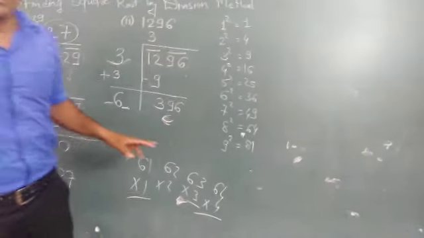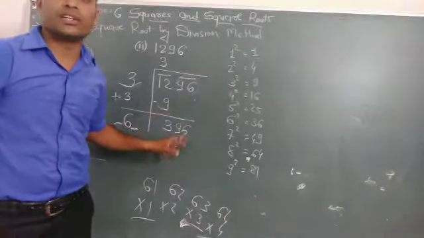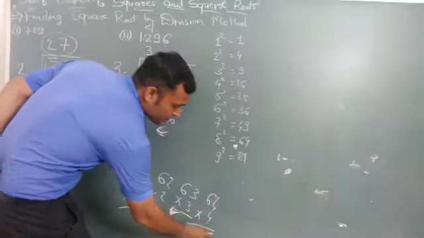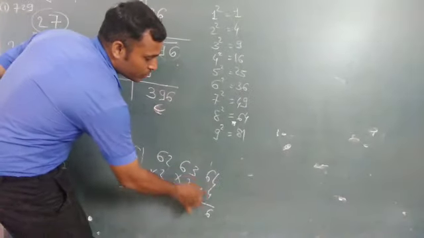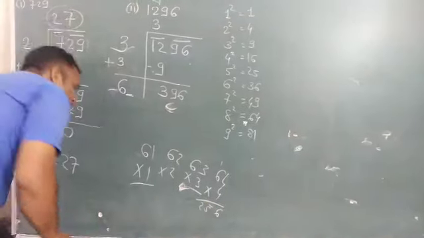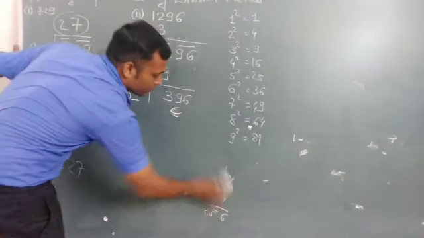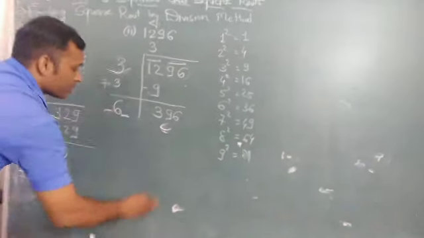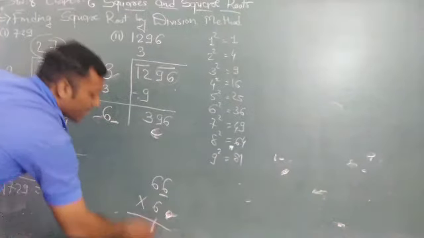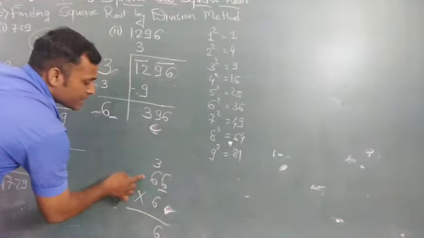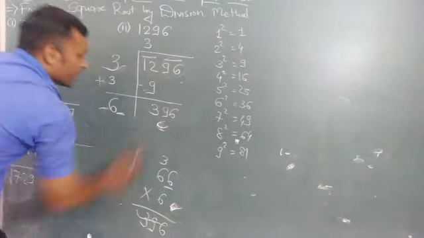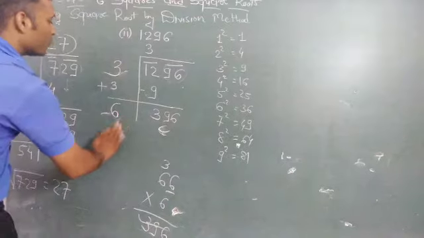But we already know the divisibility rule. Last digit is 4. Sorry, last digit is 6. So 4 4s are 16. 4 6s are 24. Plus 1 is 25. But this is not possible. We find the next number 6. The side number is also 6. 6 6s are 36, plus 3 is 39. You got 396. So now we put here 66.